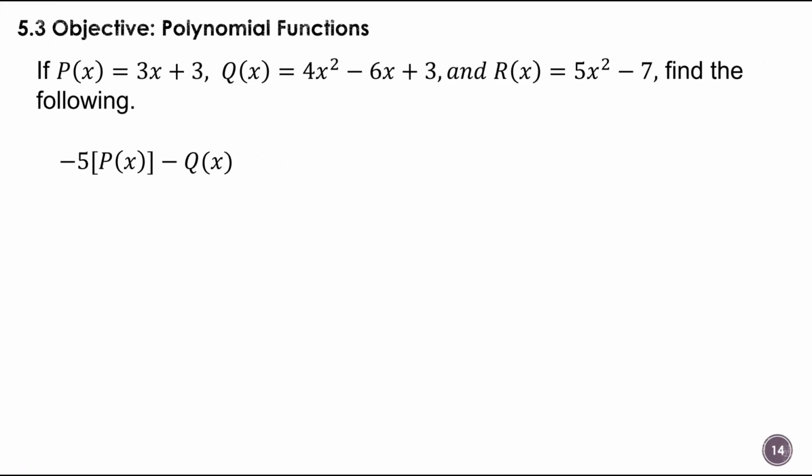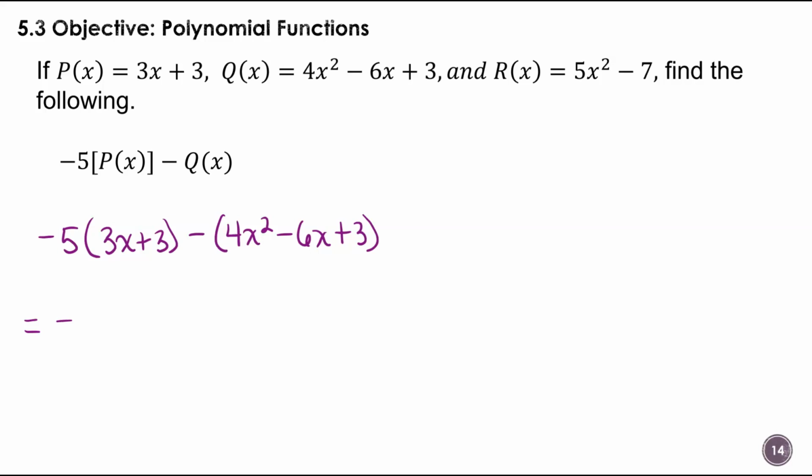Okay. So negative 5 times the p function minus the q function. Okay, here we go. So negative 5 times the p function of 3x plus 3, minus the q function. So the q function is 4x squared minus 6x plus 3. Okay, so since I'm going to multiply on the first expression here, distributive property, right, then I'll just go ahead and take parentheses off and switch signs on the q function. So we've got negative 5 times 3x, negative 15x. Negative 5 times 3 would be negative 15. And change all the signs, right? So basically it's the opposite of 4x squared would be negative 4x squared. The opposite of negative 6 would be a positive 6x. The opposite of positive 3 would be negative 3.